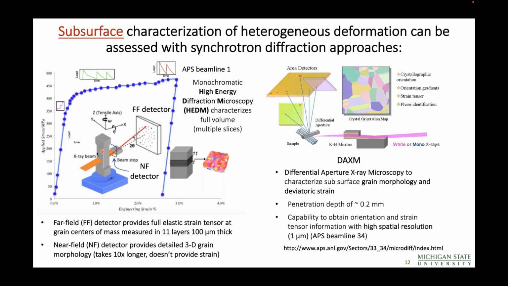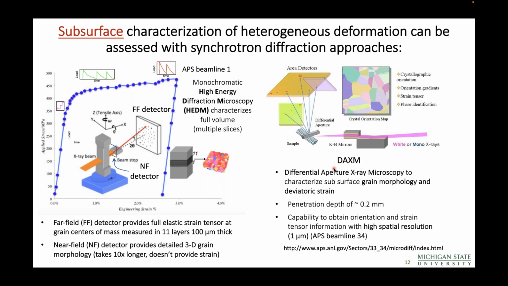And this is done in over a cubic millimeter of space in a tensile sample in 11 different layers. It takes a bit of math and effort to sort out what points come from which grains, but it can be done in an automated manner. So the far field detector here provides information from which we can measure the full elastic strain tensor at a grain center of mass. And the near field detector right here provides detailed 3D grain geometry, but that measurement takes 10 times longer and you don't get any strain information out of it.